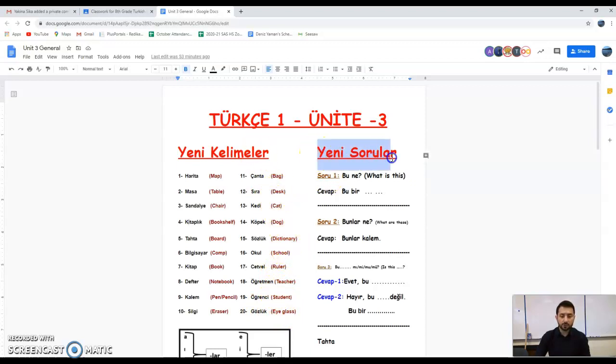So in this unit we also learned new questions. Yeni sorular. We learned only 3 questions so far. The question number 1 is bu ne, which means what is this? And question number 2 is bunlar ne? What are these? So when we are asking about one single object, we say bu ne? And if it is more than one thing, we say bunlar ne?